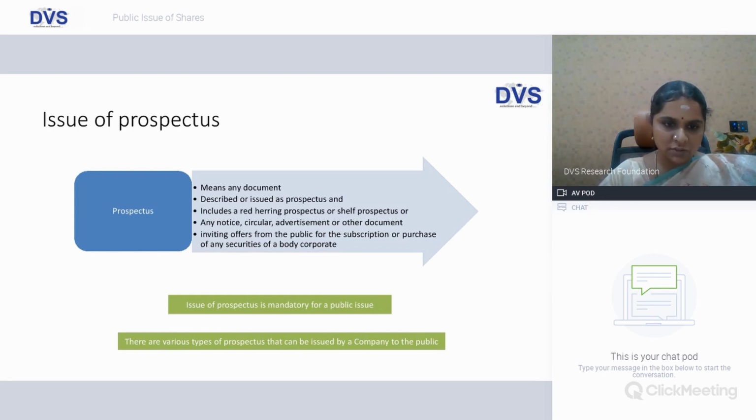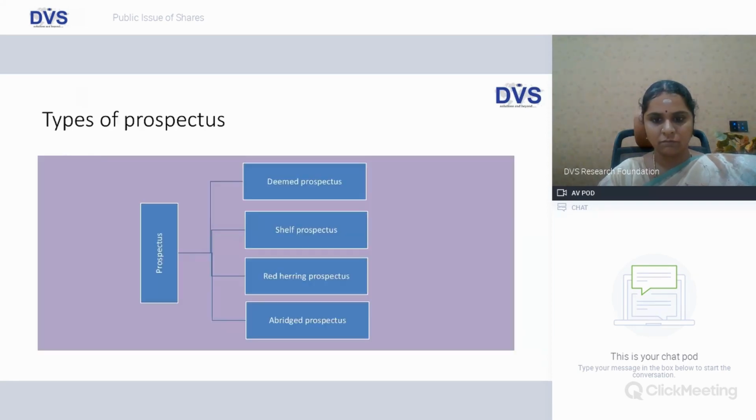So we have to ensure that the specific provisions are well governed, and the structuring should be in such a way that such notice is outside the purview of prospectus if it is not intended to be a public offer. Issue of prospectus is mandatory for public issue, yes, and various types of prospectus which could be issued are going to be discussed in the respective slide. Deemed prospectus, shelf prospectus, red herring prospectus, and abridged prospectus.